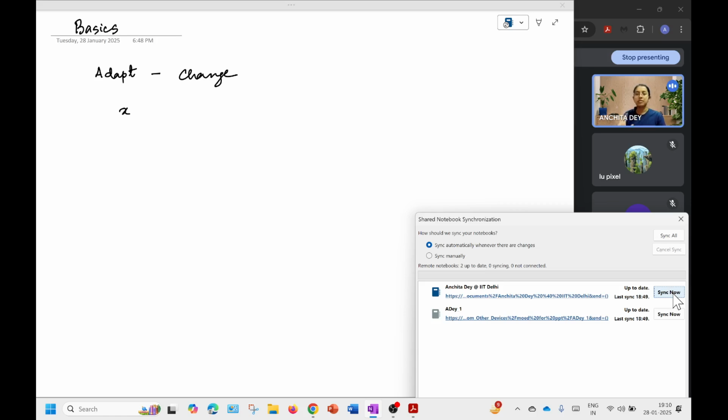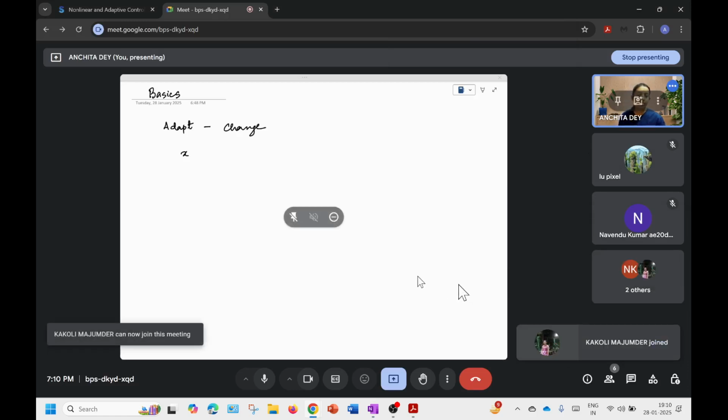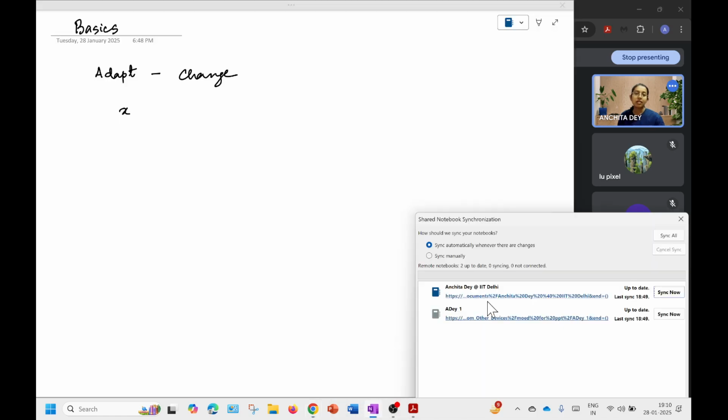But if it's only x dot is equal to x, in that case, what you have is just an autonomous system. That means there's no variation with time. It only depends on the value of the state. So the first one is non-autonomous.